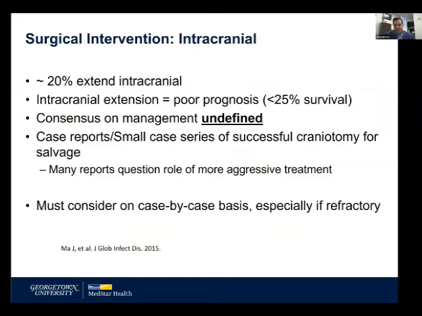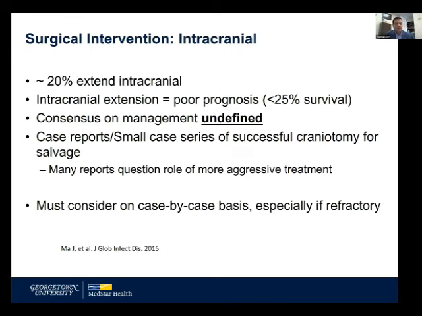And then finally, intracranial extension. This is bad disease. Anytime you have an infection in the brain, it's not good. Really poor survival. Less than 25% survive. So 1 in 4 is going to make it, but the majority are not. And the consensus on management is really poorly defined.